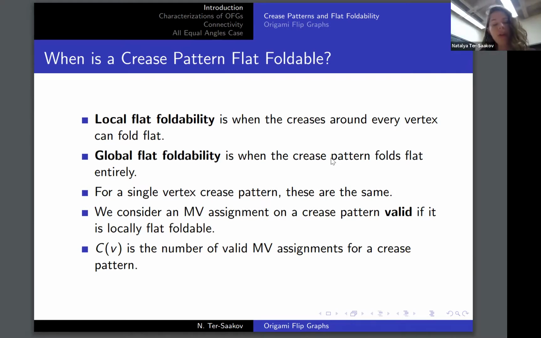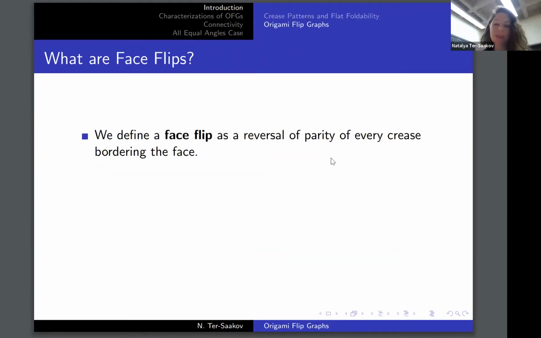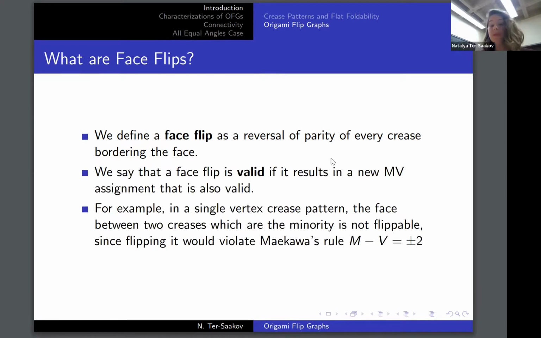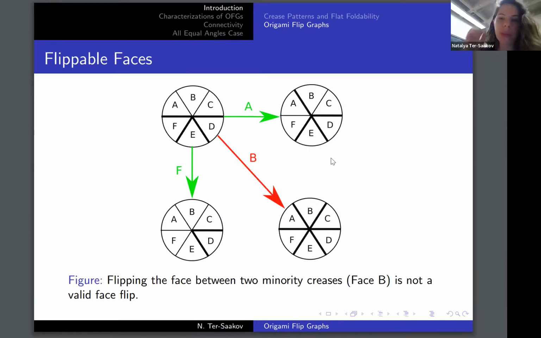So what did we look at? We looked at face flips. Given a mountain valley assignment for a crease pattern, a face flip is a reversal of parity of the creases bordering that face. A face flip is valid if it results in a new mountain valley assignment that is also valid. So one way that it could be not valid is if you flip something and the resulting mountain valley assignment would violate Maekawa's rule.